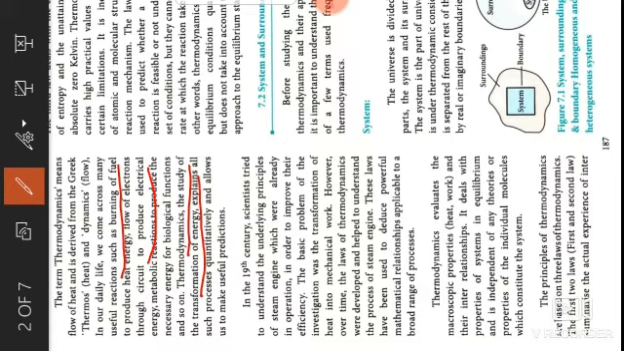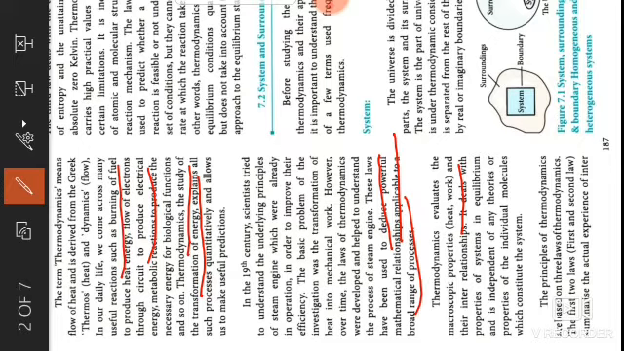So why was thermodynamics introduced? In the 19th century scientists were trying to improve the efficiency of the steam engine, and that is how they introduced the thermodynamics laws. These laws have been used to deduce powerful mathematical relationships applicable over a wide range of uses. Another point is that thermodynamics evaluates macroscopic properties. Microscopic properties means minute properties. Macroscopic properties are heat and work. In this, it is independent of equilibrium.